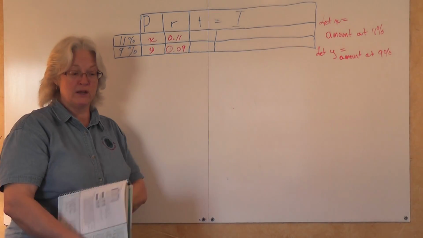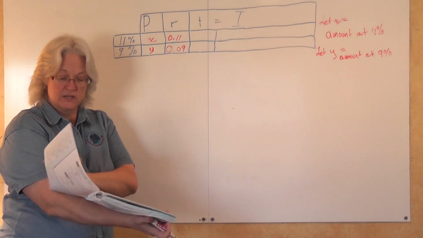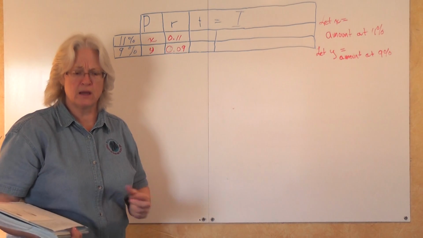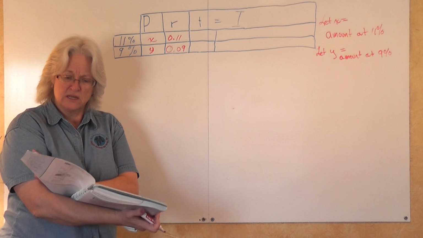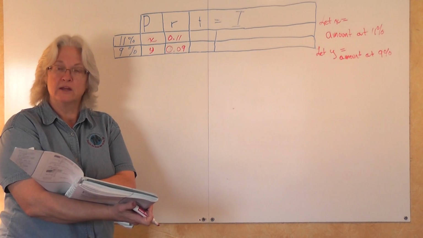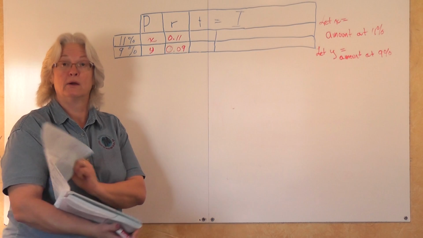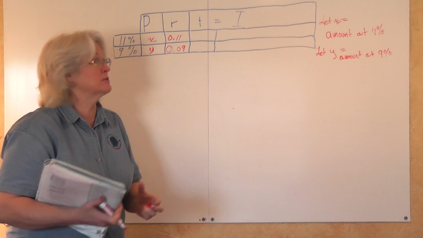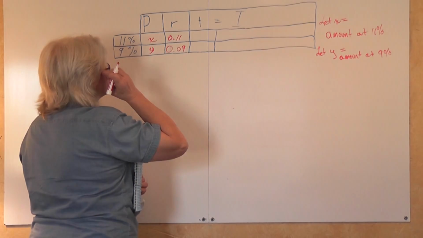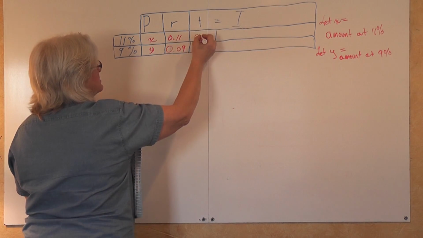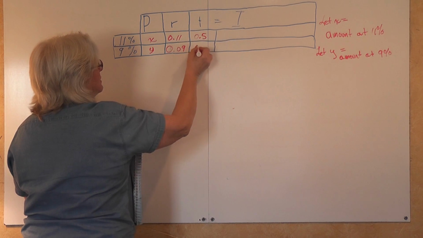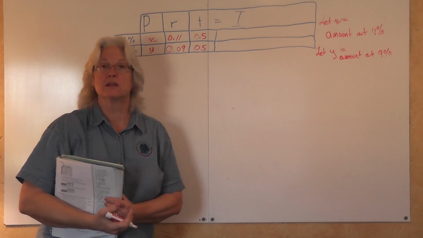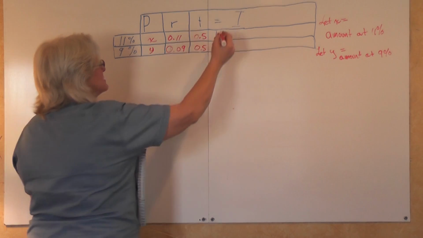How long is this money invested? Our problem tells us that it is invested for 6 months. Well, it doesn't say that. Well, yeah, it does. It says that the 6-month interest check. In order to get an interest check for 6 months, your money has to be invested for 6 months. 6 months is 6/12ths of a year, or 0.5.